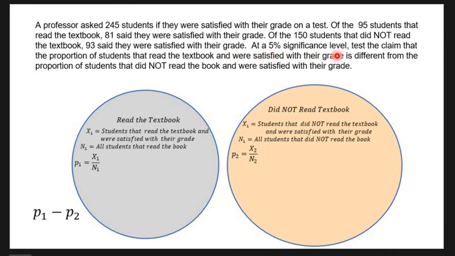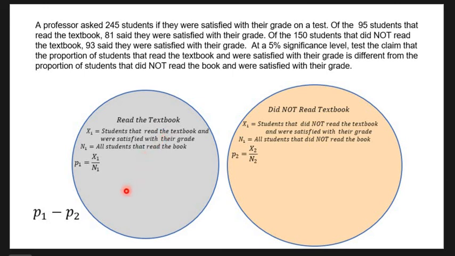At a 5% significance level, test the claim that the proportion of students that read the textbook and were satisfied with their grade is different from the proportion of students that did not read the textbook and were satisfied with their grade. So we have the two populations, the students that read the textbook and the students that did not read the textbook. And amongst both groups, we count the successes as those who were satisfied with their grade. So in both cases, a success is someone who was satisfied with their grade.